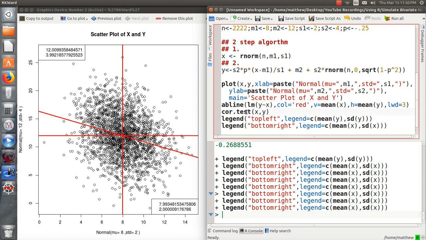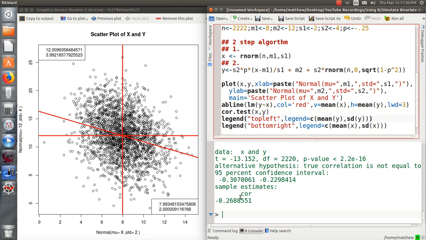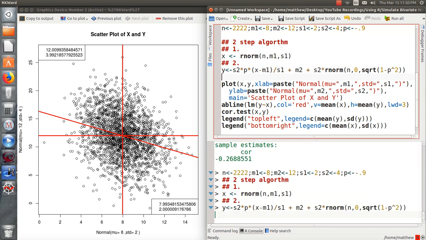My legend went off the screen. So it's a negative correlation of negative 0.26, which is really close to our target. And the mean is roughly 8 and 12. The standard deviations are the same. And so let's really jack this up to say negative 0.9 and rerun it.